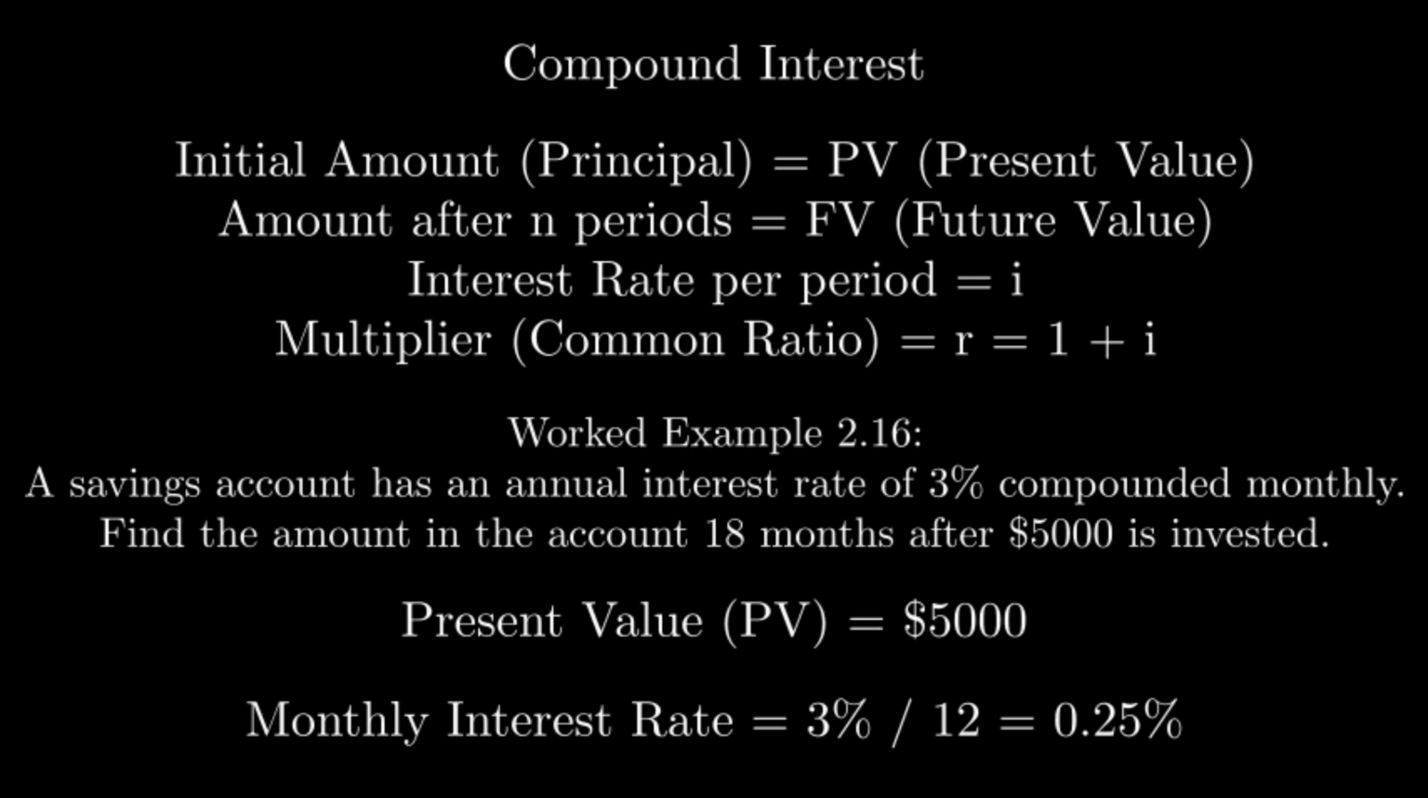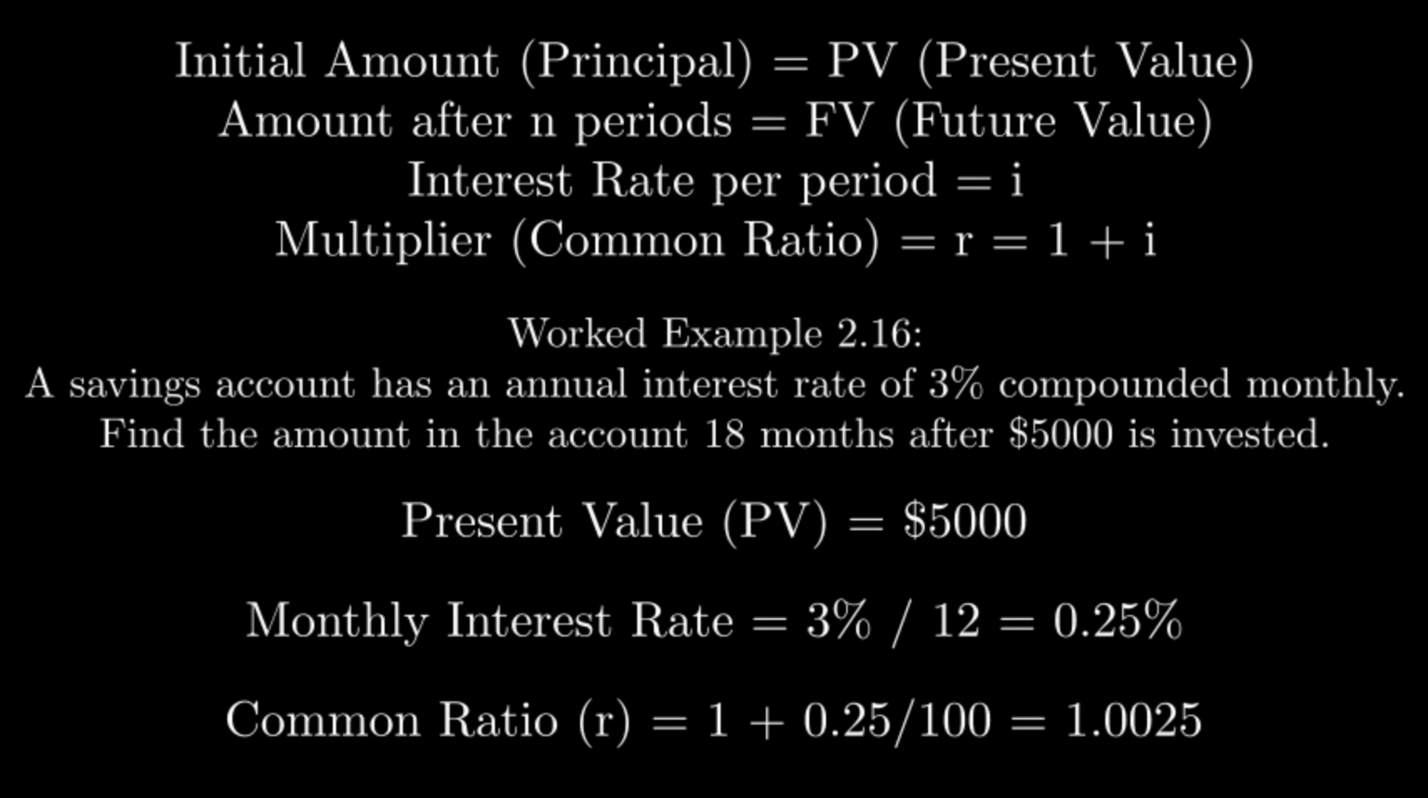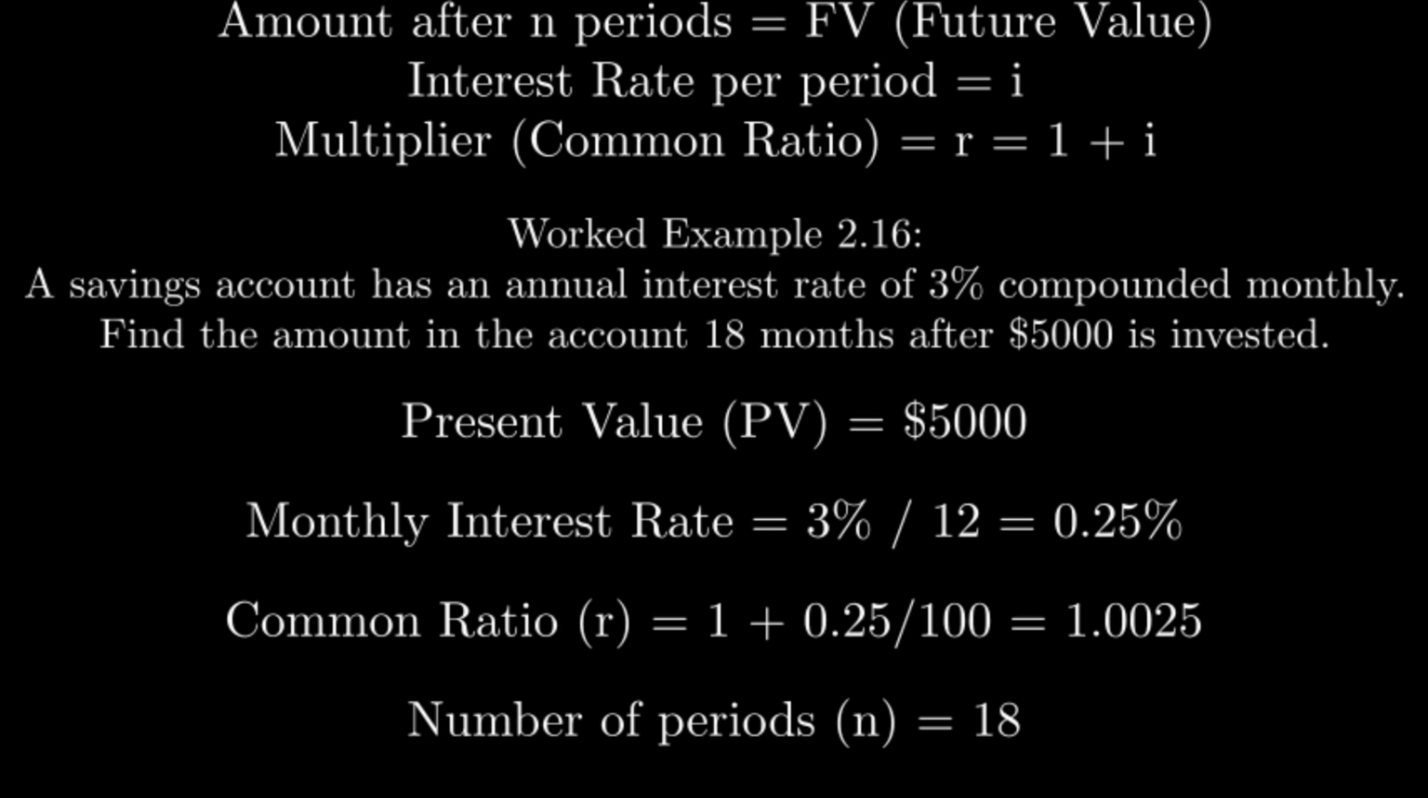This monthly rate gives us our common ratio, or multiplier. The ratio R is 1 plus the monthly rate as a decimal, so 1 plus 0.0025, which is 1.0025. This is the factor our money is multiplied by each month. Finally, the number of periods. The investment is for 18 months, and interest is compounded monthly, so the number of periods, n, is simply 18.